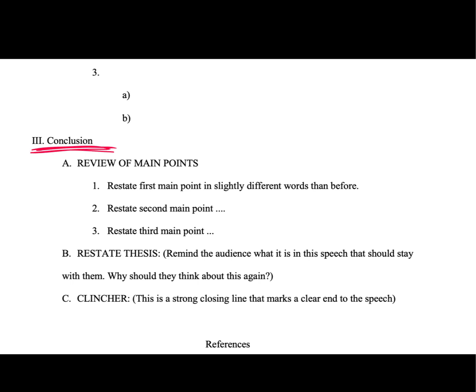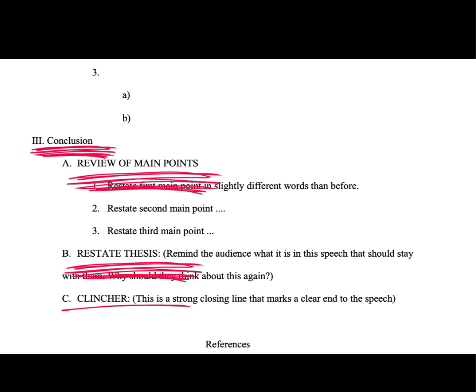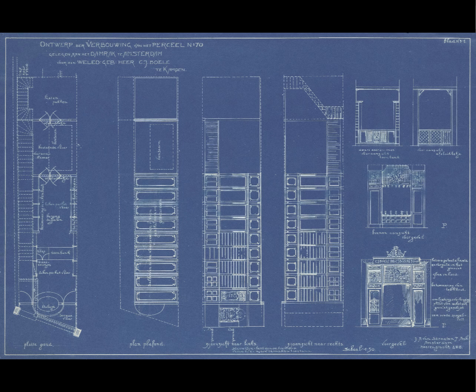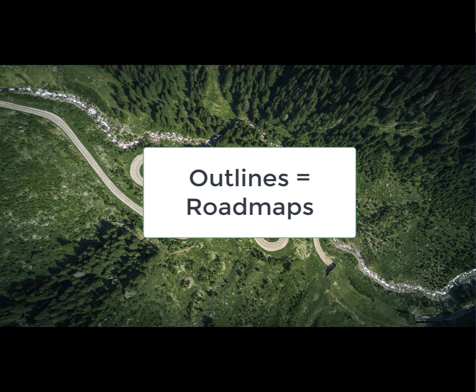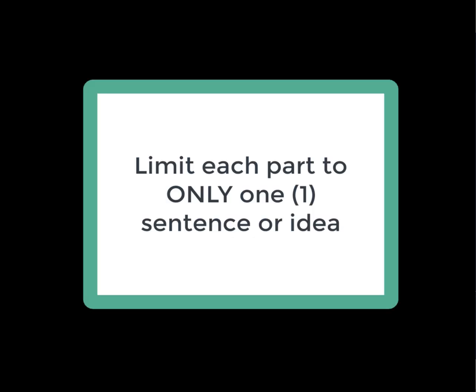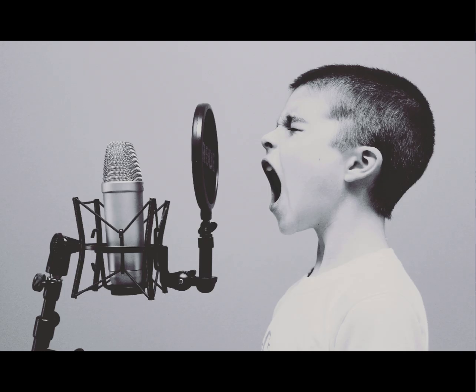Labeling the individual speech parts will help you visualize the entirety of your speech and reduce stumbling while improving clarity and audience engagement during the presentation. Remember, outlines are a blueprint, a roadmap, ensuring your speech flows logically and conversationally. Outlines are not a script of the speech, so each part must be limited to only one complete sentence or idea. Your voice will fill in the rest when you present. Trust it to do so.